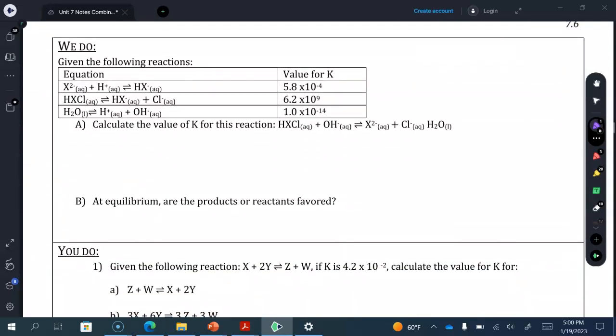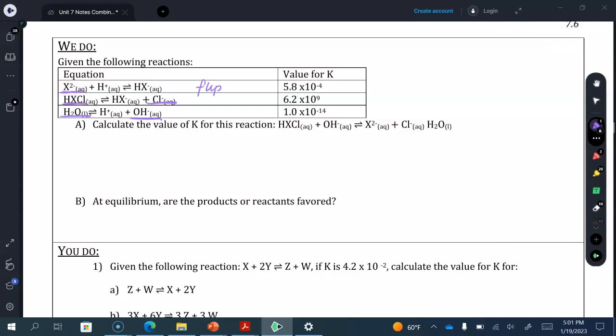Okay, so let's look at the one we do. Given the following reactions, calculate the K value for this reaction. Our first step is to identify the ones that we need. So I need this one, this one, this one, this one, and this one. I'm going to compare them then to the side they are on in the original reaction. I see first that X2 is on the wrong side, so I'm going to flip this.